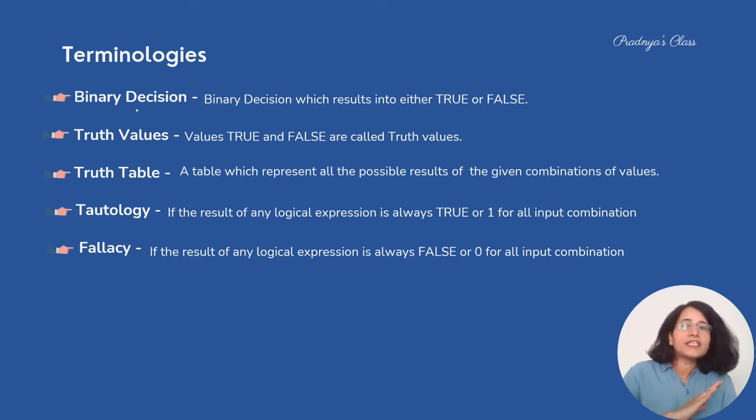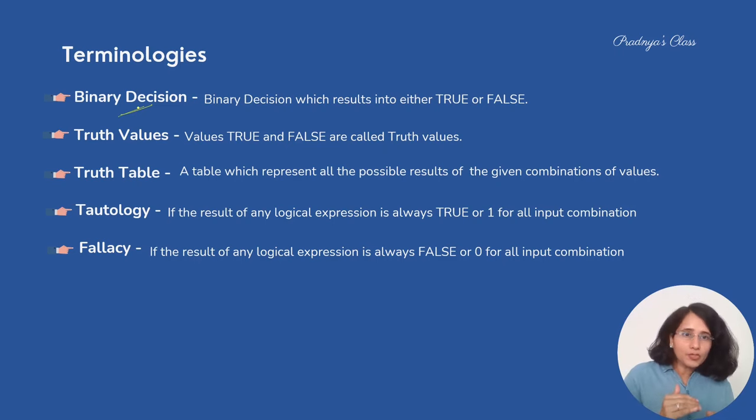The first one is binary decisions. Every day we have to take some decisions. For example, should I get up at 6 o'clock? Should I study computer today? Should I watch web series? For all these types of questions, we have answers in the form of yes or no, or we can say true or false. So the decisions which contain answers in the form of yes or no or true or false are called binary decisions.